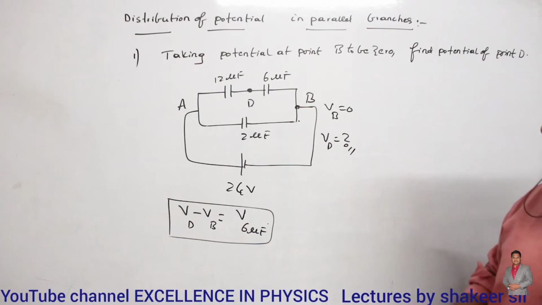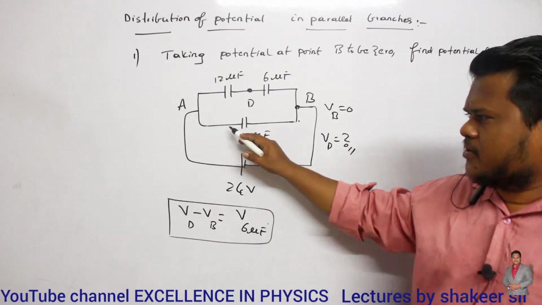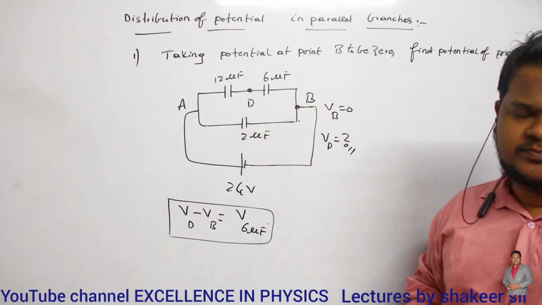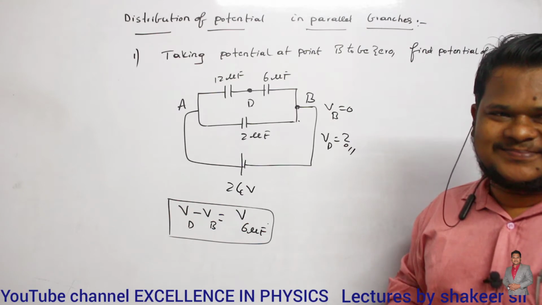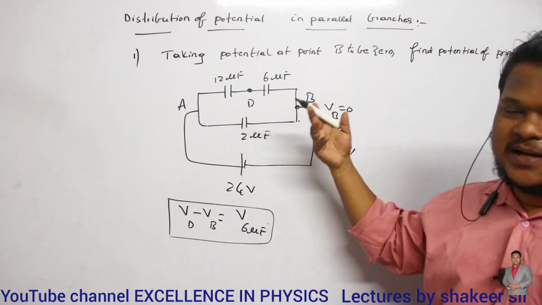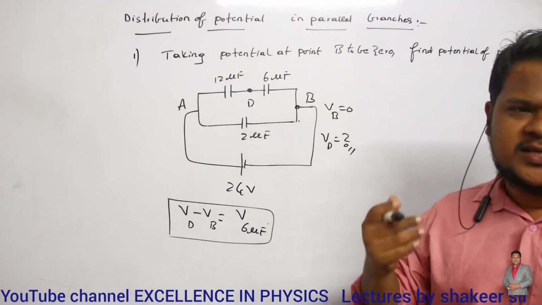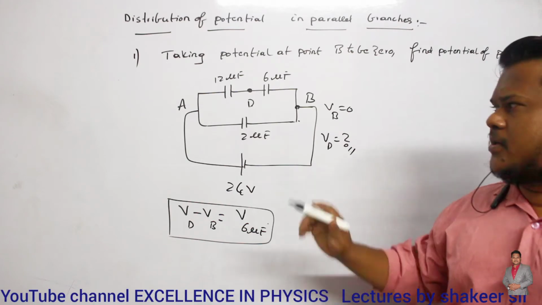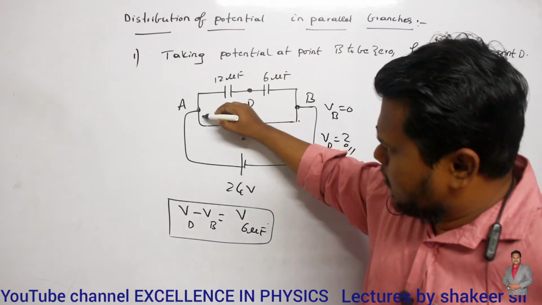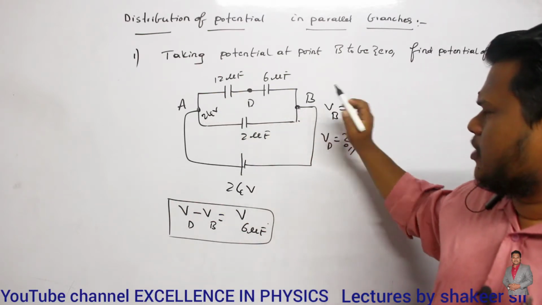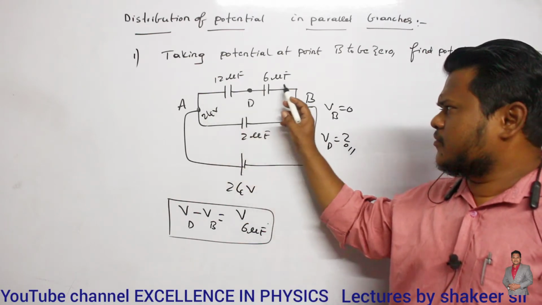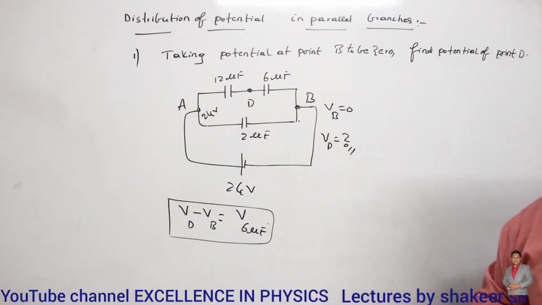Potential difference across this branch will be how much? See, they are parallel branches. Parallel branches mean the potential difference across any parallel branch must be equal. So if I take this point to have a potential of 24 volts, then this point will have a potential of 0. Then the potential difference across this branch is also 24 volts. Are you able to understand?